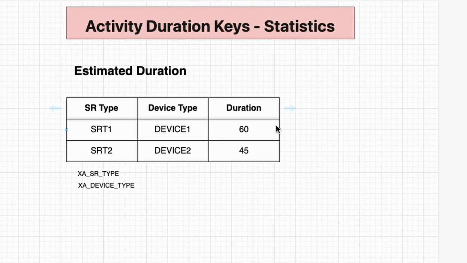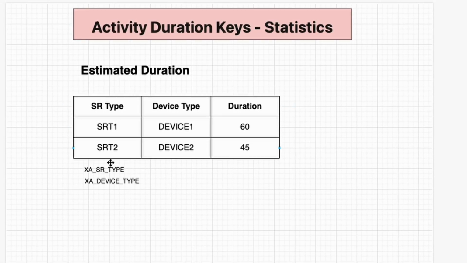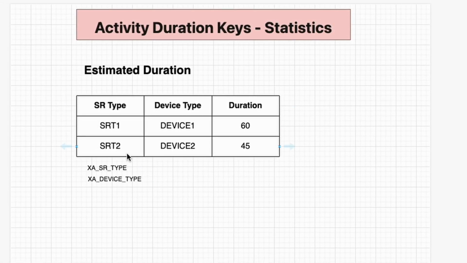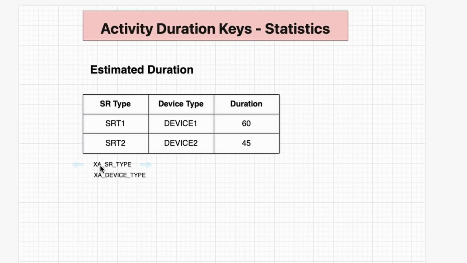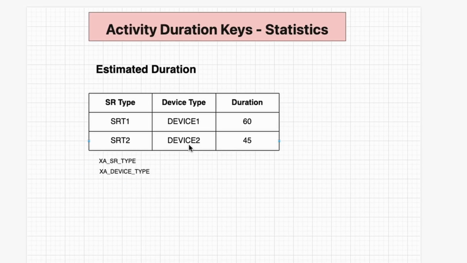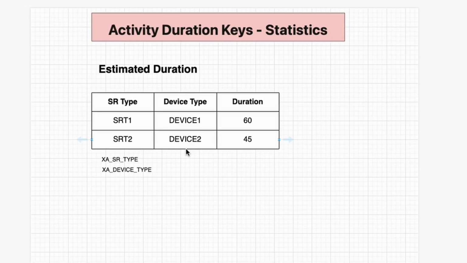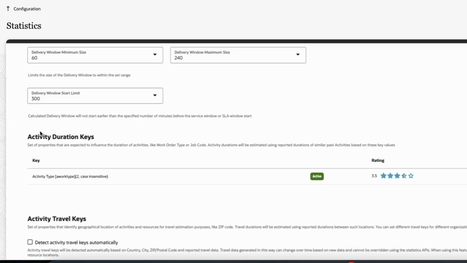Now how to configure this? If we already have a property related to SR type, then we'll use it. If it is not there, then we need to create it. So we have already created a property XSR type and XA device type for device type in the Oracle Field Service configuration property for activity. Now this is statistics.